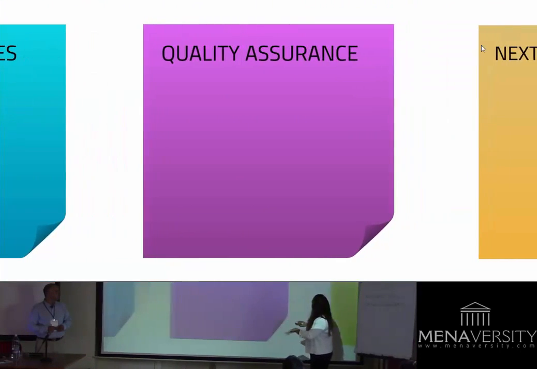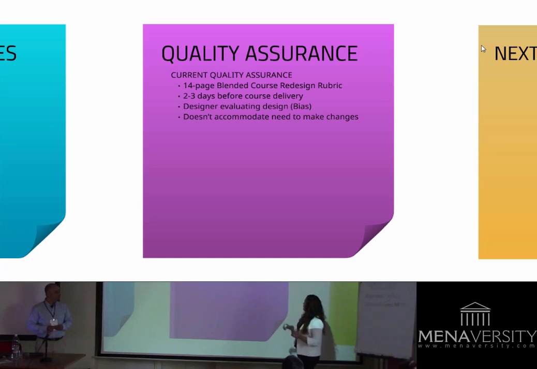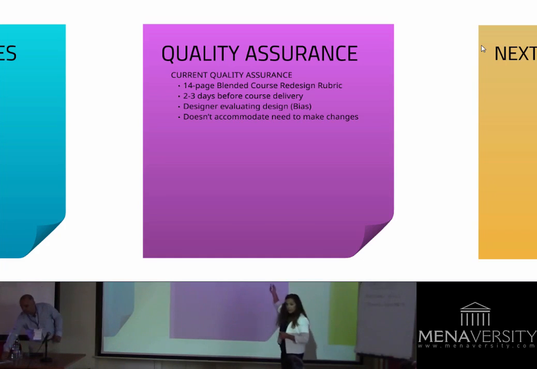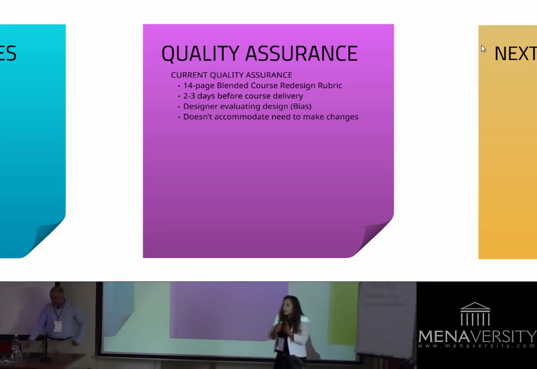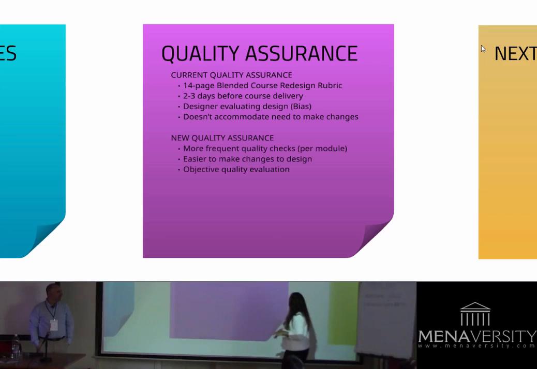Obviously this means our documents and templates have changed. We really had to work on all of these details. Our quality went from being a 14-page rubric that we filled 2 or 3 days before. I'm lying, it happens after the delivery. And then the designer was evaluating their own design. So I was evaluating the course that I just put on Moodle, which really doesn't make any sense. So this is no longer the case.